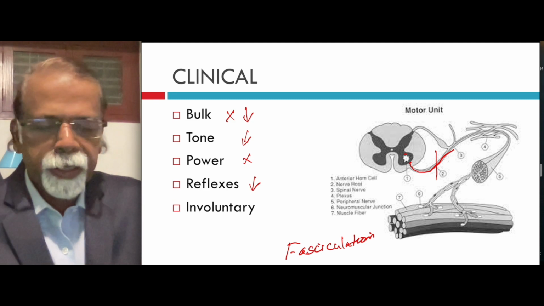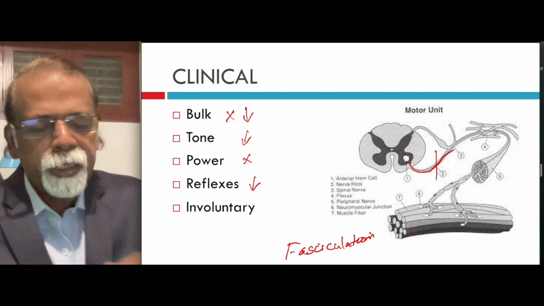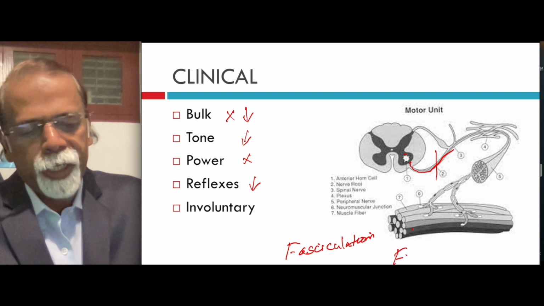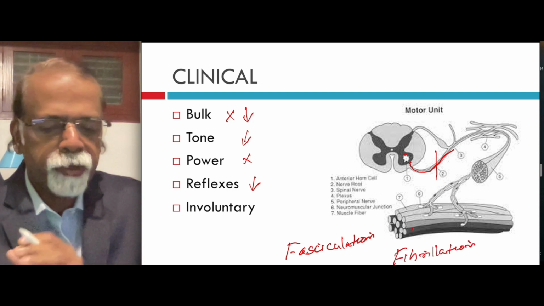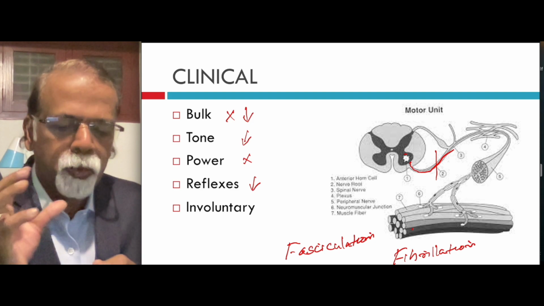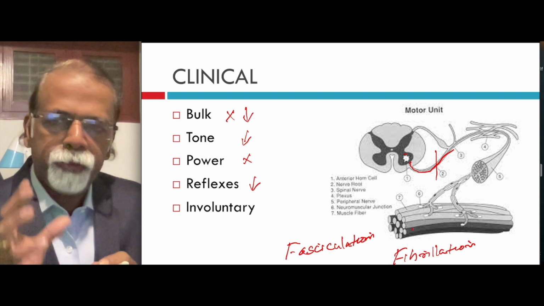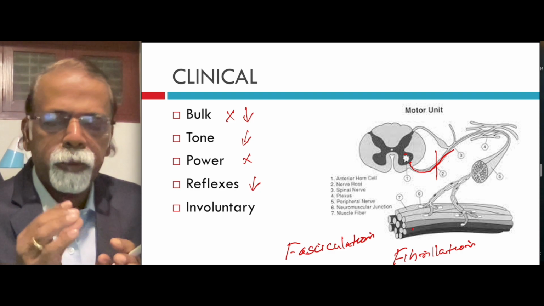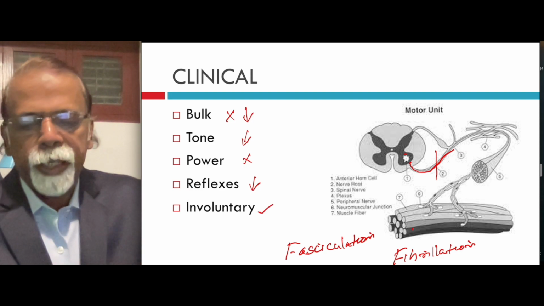Individual muscle fibers, you can see that there are so many muscle fibers in the muscle. These muscle fibers may also go into contraction. That is called fibrillation. So what is the difference between fasciculation and fibrillation? Fasciculation is a contraction of the motor unit. Fibrillation is a contraction of the individual muscle fiber. Fasciculation is visible to the naked eye. Fibrillation is seen only by electromyography. These are the differences. So these are the main clinical features.